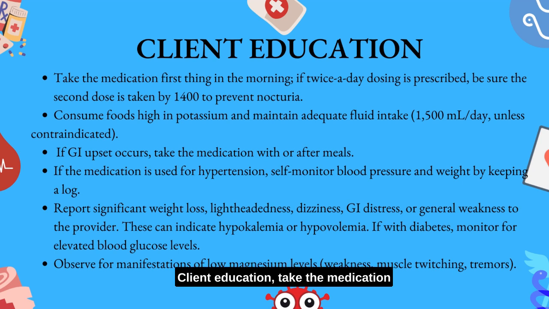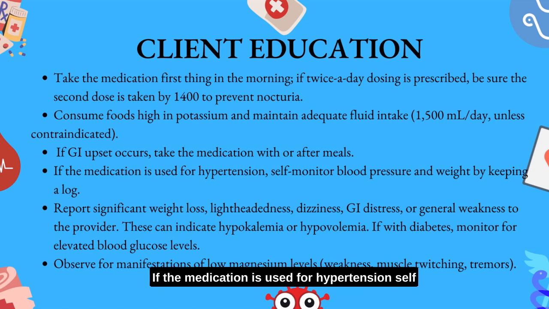Client education. Take the medication first thing in the morning. If twice-a-day dosing is prescribed, be sure the second dose is taken by 1400 to prevent nocturia. Consume foods high in potassium and maintain adequate fluid intake, 1,500 milliliters per day, unless contraindicated. If GI upset occurs, take the medication with or after meals.